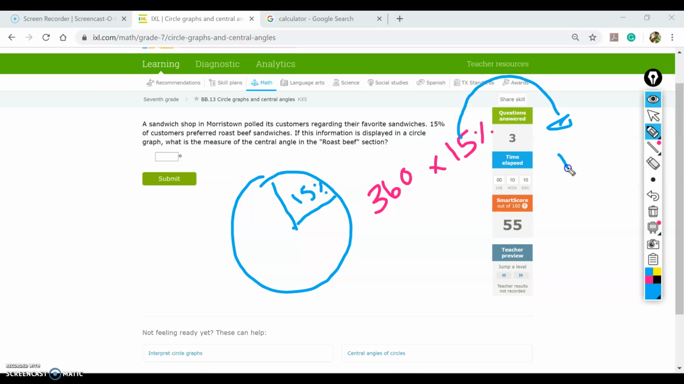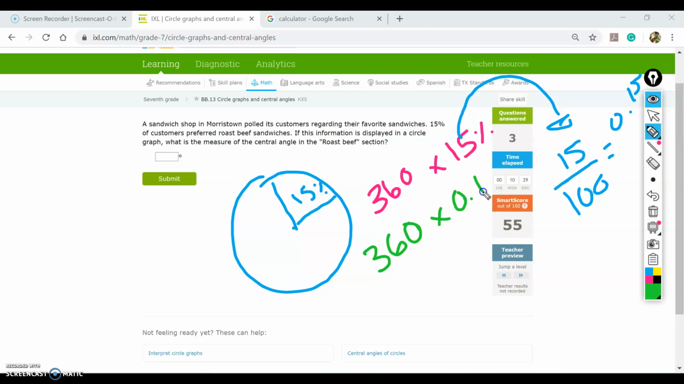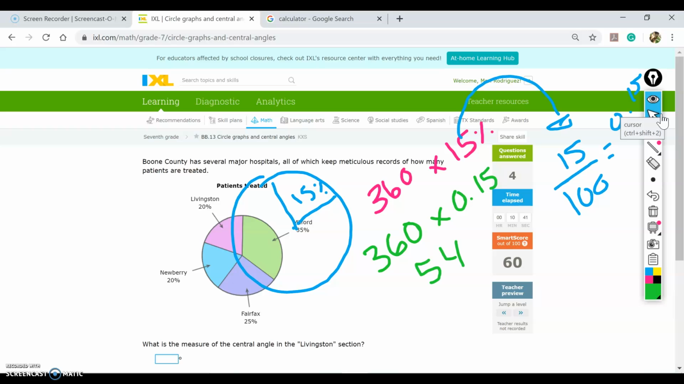Now let me convert that 15% into decimal. I would do 15 divided by 100. If you cannot do that by hand, just use a calculator. If I do 15 divided by 100, I get 0.15. So I need to multiply 360 times 0.15. Now let's do that, and I get 54. Let's see if that is true. And it is true.